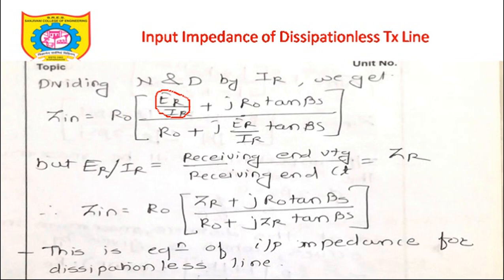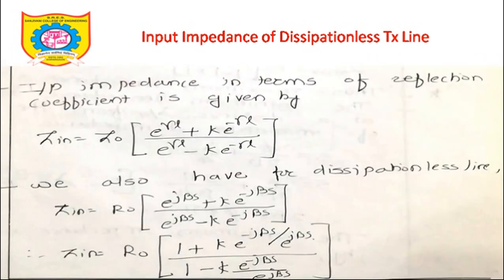So this is the equation for input impedance for the dissipation-less line. This is very important to understand. Since it is dissipation-less, we know alpha is equal to 0. So we got the expression of the input impedance in terms of tan beta S, or in terms of beta only. We didn't get any expression related to alpha. Let's proceed now: input impedance in terms of a reflection coefficient.